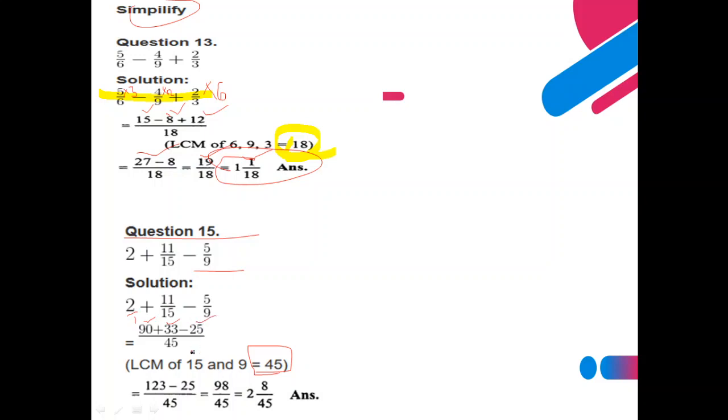25 we are getting. Now we will add firstly 90 plus 33. So 123 is the answer, and then subtract 25. Now we have found 98 upon 45 is our answer. It will be converted into a mixed fraction.